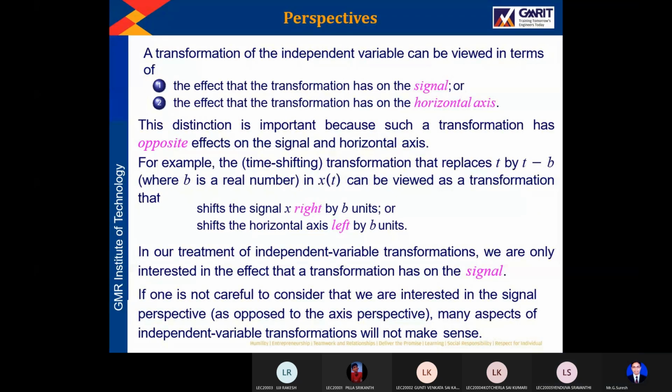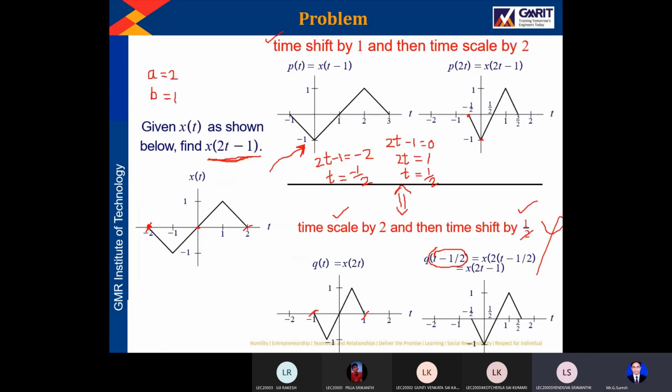Sir, problem. Hello, hello. Sir, can you explain that problem once more? Which one? The first one or the second one? The first one.